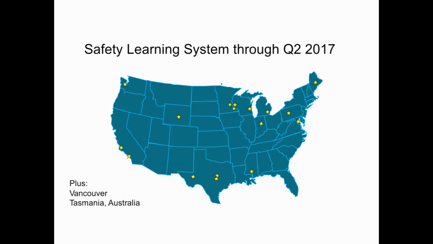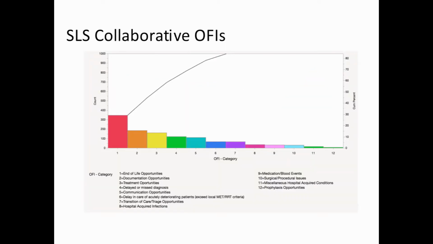This is a representation of the parts of the country where people are participating, and it's a growing, incredibly amazing group of people that I've been so blessed to meet. These are the opportunities for improvement that we've identified. This is after 1 year's worth of data. There are still 2 institutions that don't have their finalized data in here, so these numbers will change a little bit. The first is the end-of-life opportunities, which is not a surprise, followed by documentation and treatment.